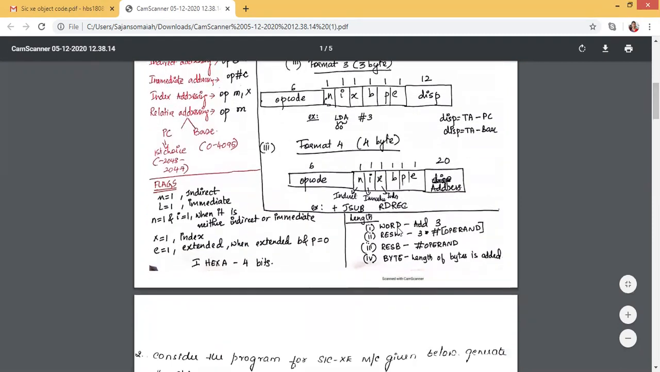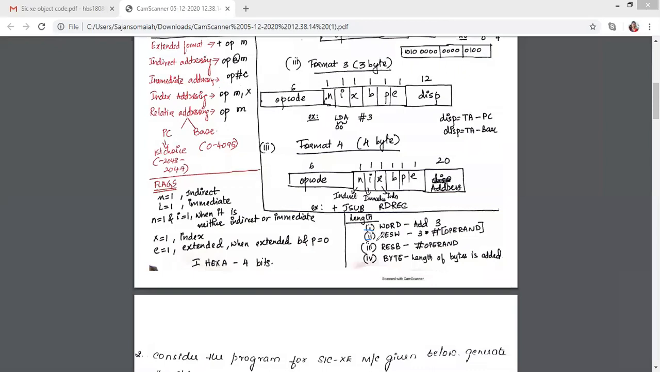Apart from the instructions, you also have directives, right, guys? I hope you remember directives. You have WORD as a directive. You have RESW, RESB, and BYTE. WORD and BYTE are nothing but constants. So if you have a WORD directive, then you will have to add 3 irrespective of the operand. That is, the length of this particular directive is always 3. If you see RESW, where you are reserving so much of data area, then you always have to multiply 3 with the operand.